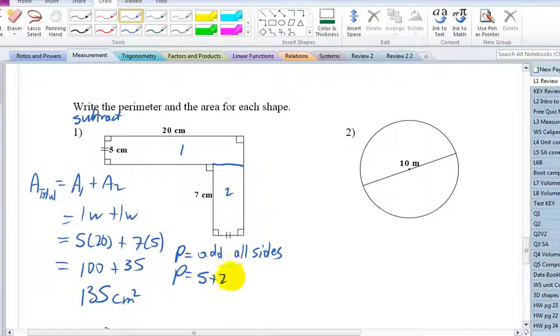So 5 plus 20 plus, plus what? 12. Okay, 5 plus 7 equals 12. Thank you. Plus 5 plus 7 plus, what's this measurement here then? It would be 20 minus 5, so that would be 15. Okay, so you're going to usually have to subtract to find all the measurements you need. Okay. Now we have them all. Add them up.